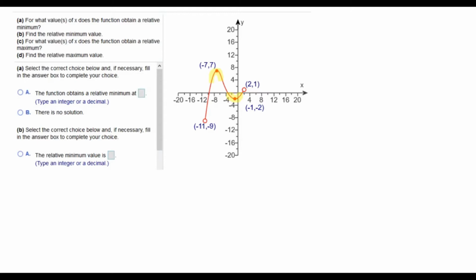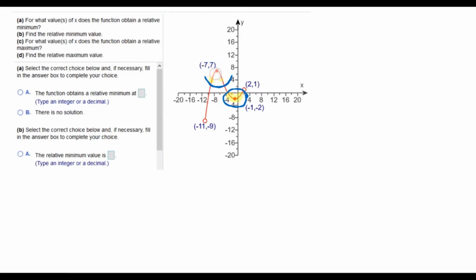If we narrow our focus to only this part of the picture, relative to that area, we do have a maximum. And if we narrow our focus to this part of the picture, we do have a minimum. So we're not looking for the highest overall or the lowest overall. We're looking for those little peaks and valleys, those localized minimums and localized maximums.